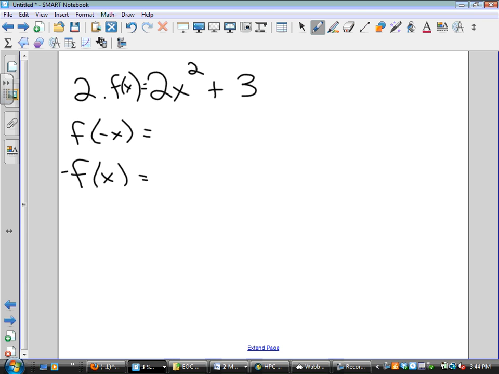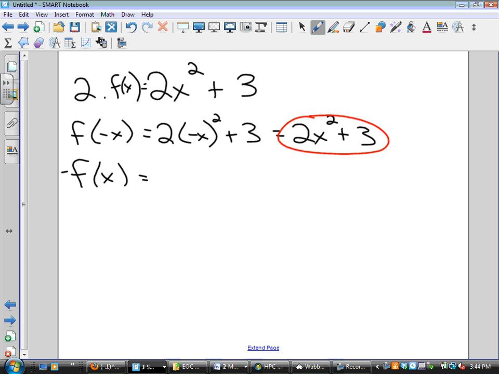Okay, so we can figure out f of negative x by replacing x with negative x. But what happens is when we have a negative number and we square it, any negative times a negative is going to be positive. So this just simply becomes 2x squared plus 3. Now if you look at this, this actually matches the original function. And because these 2 things match, this is an even function.